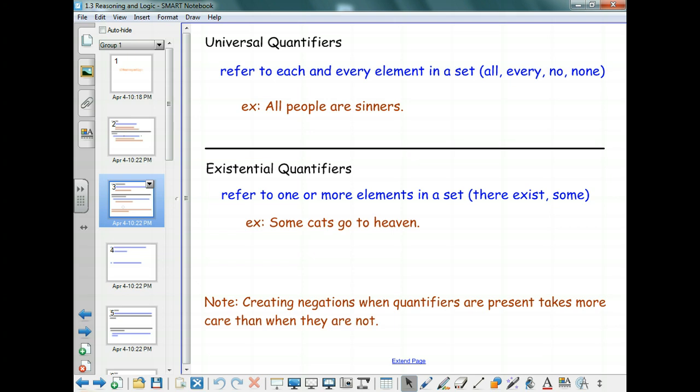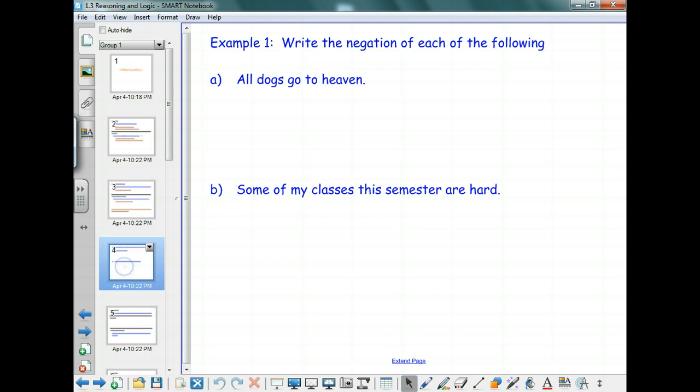So why does it matter? It matters because on the previous slide, when I changed the original statement from I ate cereal into the negation I did not eat cereal, it was simple. It becomes much more complicated when you do negations when you have quantifiers. Alright? So we're going to take a look at doing negations for a couple of these that have quantifiers involved.